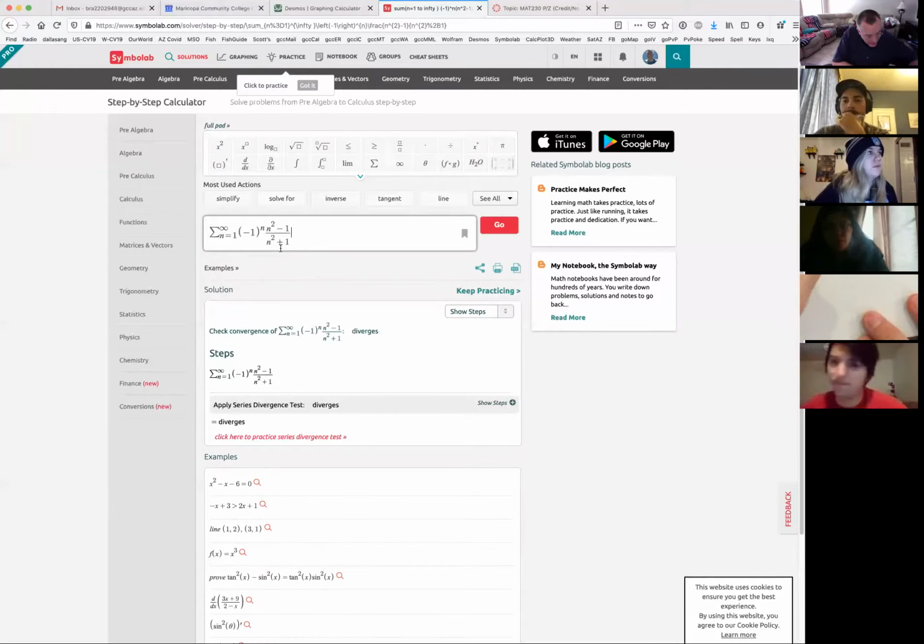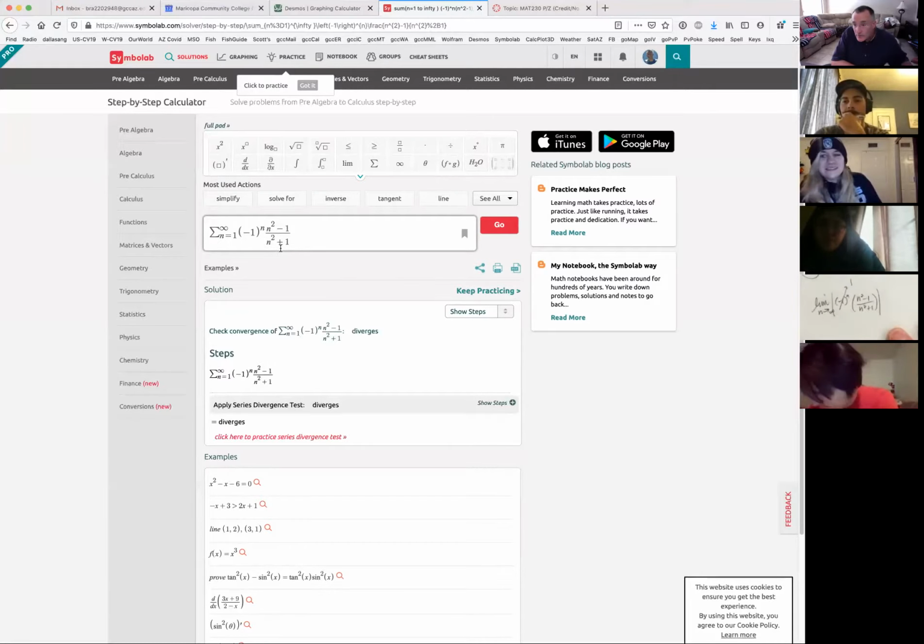We've got the limit as n goes to infinity of (-1)^n times (n squared minus 1) over (n squared plus 1). When we take the absolute value, this turns into a 1, right? So how do I find this limit?